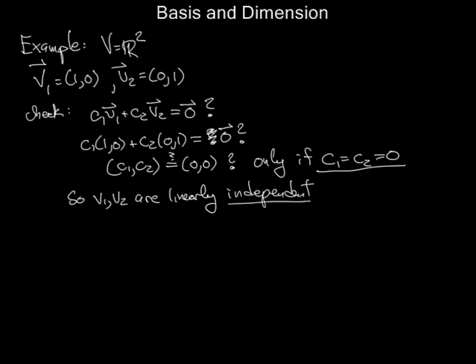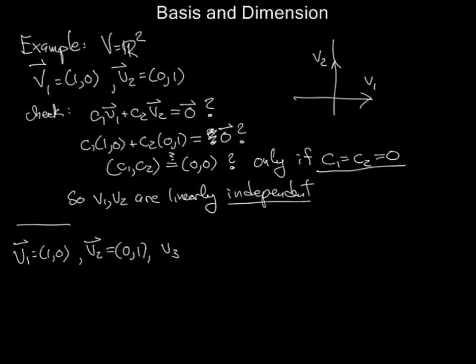And the picture is that they're pointing in different directions. So there's no way you can add one to the other and get 0 unless you just take all coefficients 0. But by contrast, suppose you took these three vectors. You took the first two we just had and added the vector 1, 1. Well, that's the extra vector.